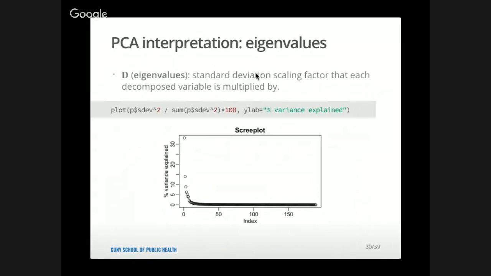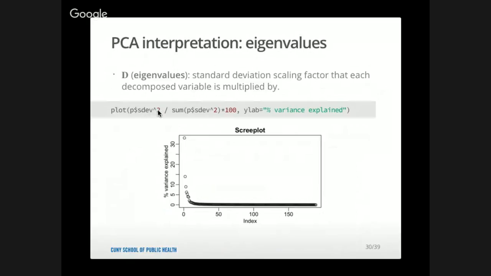So a principal component with an eigenvalue of 1, that variable will have a standard deviation of 1 in the rotated space. A value of 2, a standard deviation of 2. So it tells you about the variability of your variables in the decomposed space. And we can just plot it directly as that.